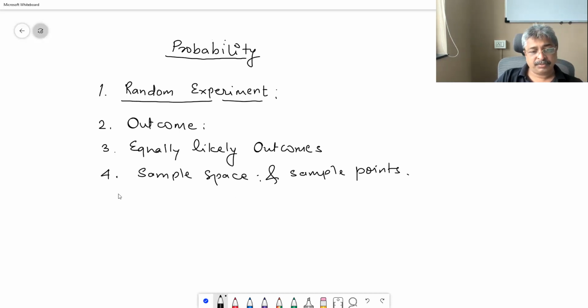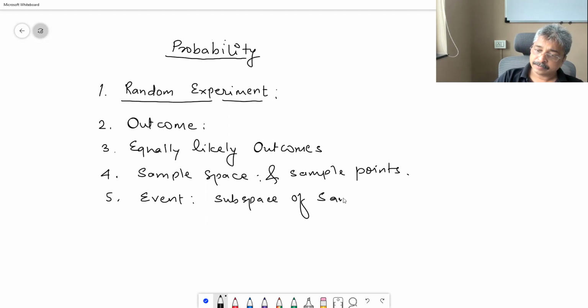You can ask any question if you have not understood, but I think this is very simple. Event. This is important because we will have to define an event for finding out the probability. Any subset of the sample space is an event. Six, simple or elementary event.